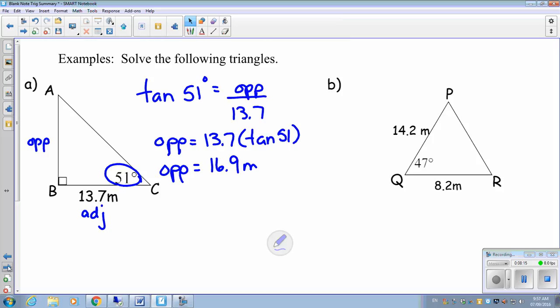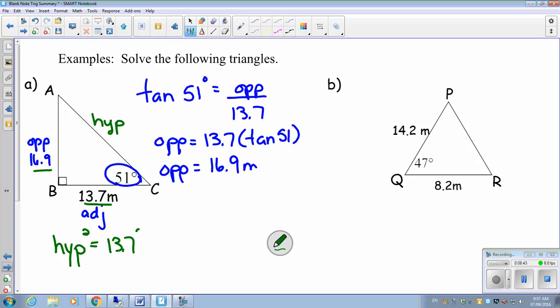So to figure out the hypotenuse now, I can do trig again, or I could do Pythagorean theorem. I'm going to do Pythagorean theorem just to refresh our memories. Pythagorean theorem is the side squared plus the side squared equals the hypotenuse squared. So if I square my hypotenuse, I know it's going to equal 13.7 squared plus 16.9 squared. I'm going to calculate that on my calculator.